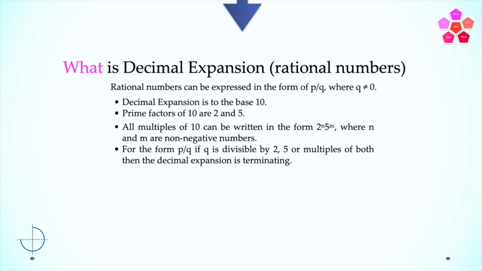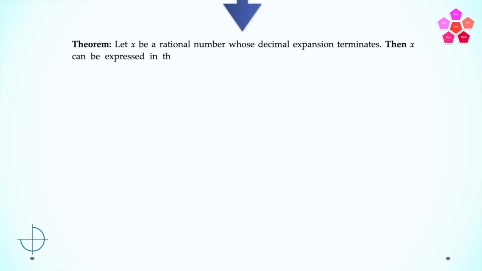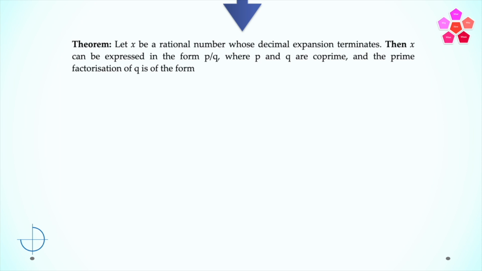So now we are formulating the theorem for decimal expansion of rational numbers. The theorem is, let x be a rational number whose decimal expansion terminates. Then x can be expressed in the form of p by q, where p and q are co-prime, and the prime factorization of q is of the form 2 raised to the power of n into 5 raised to the power of m, where m and n are non-negative integers.